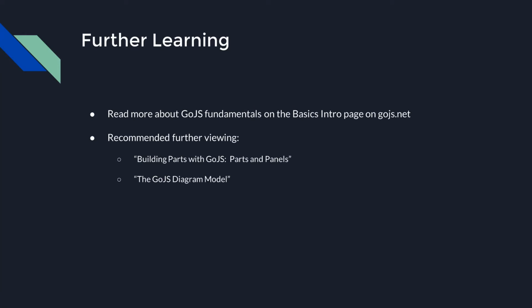To read more about this, visit our Basics intro page on gojs.net. The next recommended video is Building Parts with GoJS, Parts and Panels. It serves as a ground-up introduction to creating arbitrarily complex parts such as nodes and links. Alternatively, you could watch the diagram model, which goes into more depth about various kinds of GoJS models and how they are used to store simple data that's later visualized in the diagram.